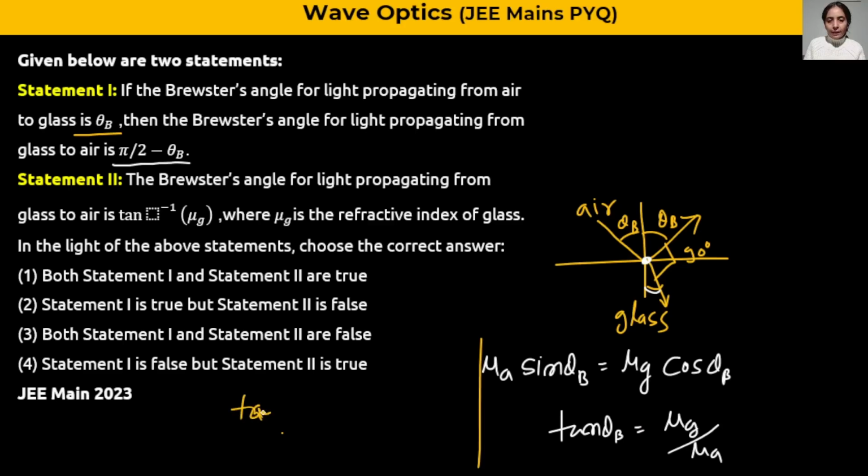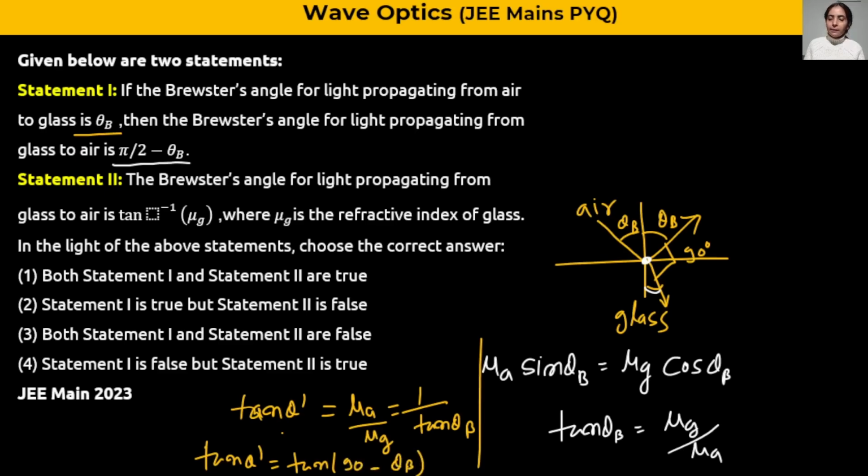In that case, let's say I'm calling it theta dash, and theta dash will be equal to, you're going from glass to air. When we go from air to glass, it is mu g by mu a. Going from air to glass it comes like this, so for glass to air what will it become? Mu a by mu g. Done. So mu a by mu g will be nothing but 1 by tan theta b. And 1 by tan theta b, what can you write it as? Cot theta b. So tan theta dash is equal to cot theta b, and cot theta b you can write as tan of 90 minus theta b, because this will be nothing but cot theta b.